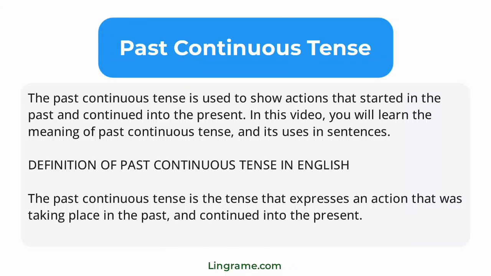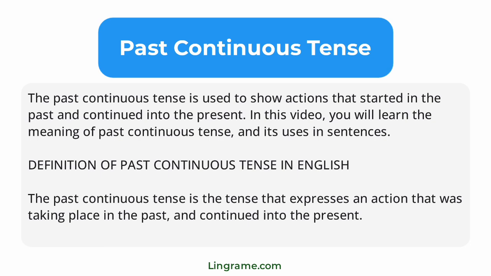The past continuous tense is used to show actions that started in the past and continued into the present. In this video, you will learn the meaning of past continuous tense and its uses in sentences. Definition of past continuous tense in English.